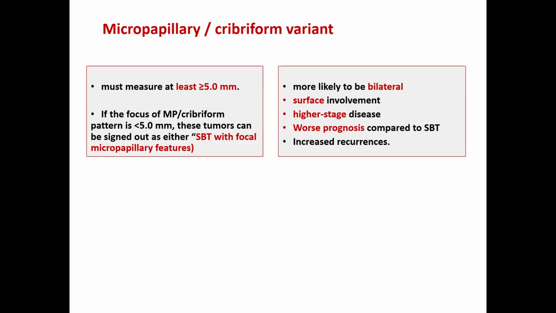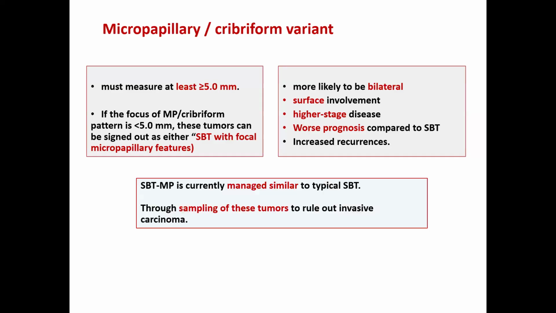However, in most studies the adverse features of micropapillary borderline tumor are thought to be more likely due to the presence of surface involvement and higher stage disease rather than the micropapillary borderline tumor itself. In the older literature, this micropapillary variant was said to be non-invasive low-grade serous carcinoma, but now it's called micropapillary variant because it has no significant independent adverse effect on survival. Its prognosis is worse than borderline tumor due to its association with surface involvement and higher stage disease. So it's managed similarly to the typical borderline tumor, but needs thorough sampling by the pathologist to rule out invasive carcinoma.